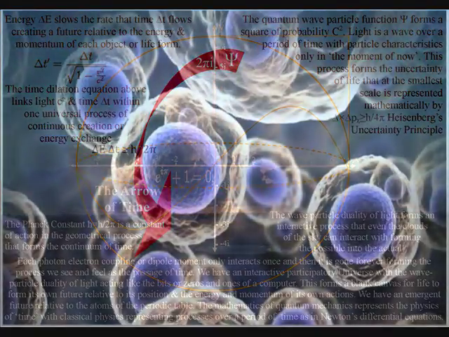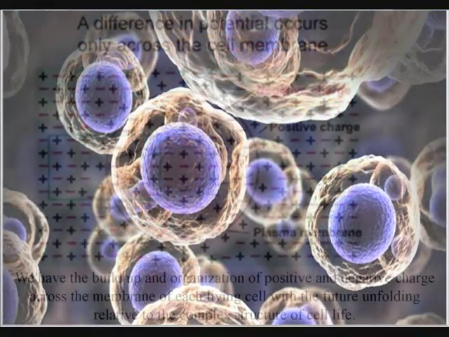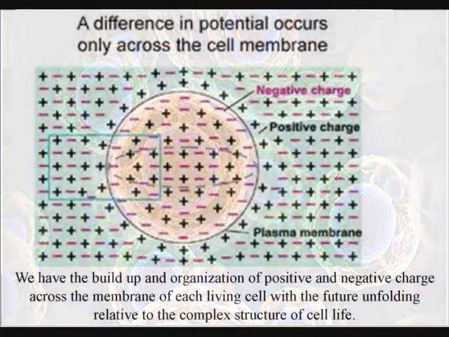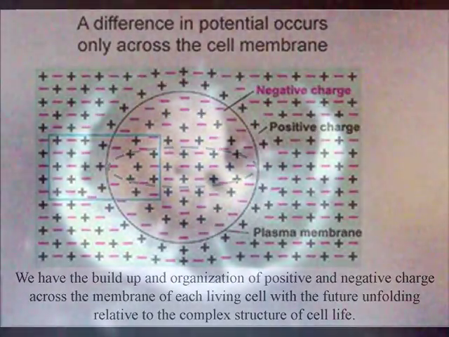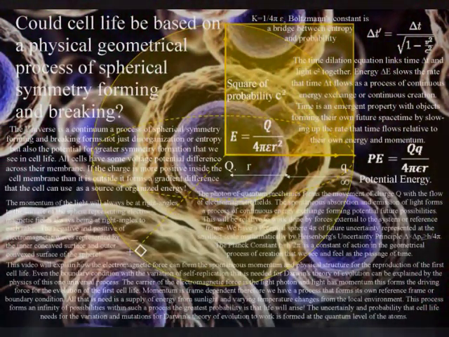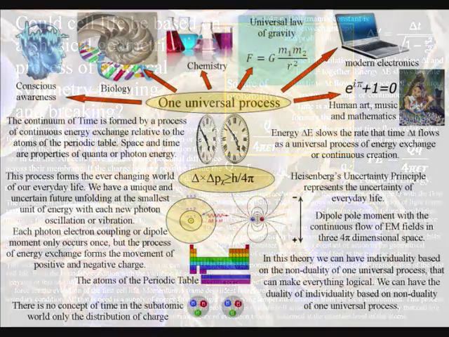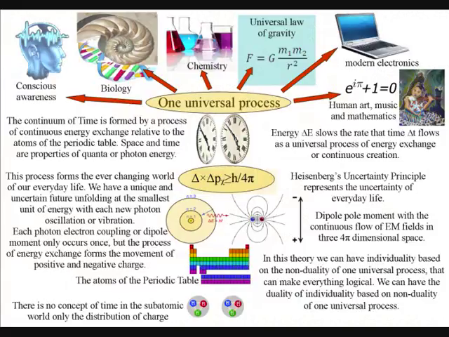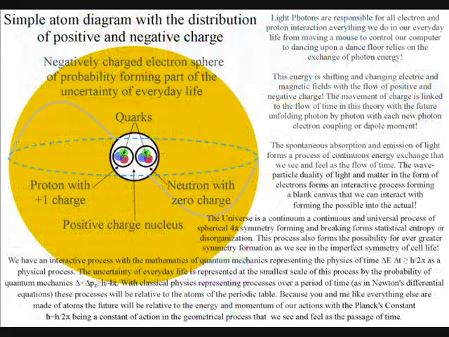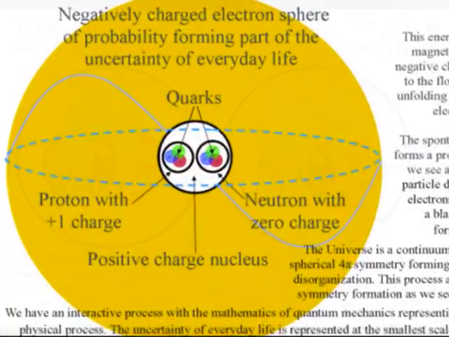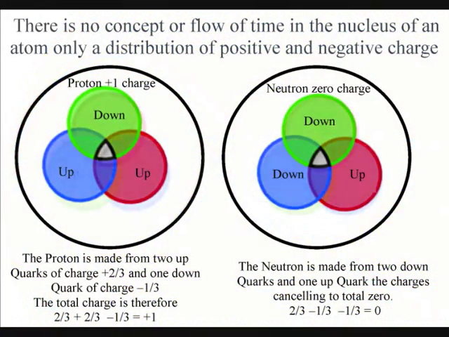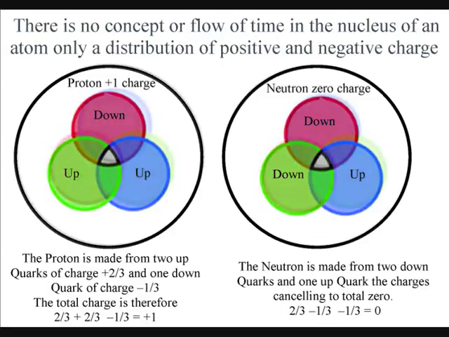This can be seen with the build-up and organization of positive and negative charge being relative to the membrane of each living cell. Also, if the process we see and feel as the passage or flow of time is formed by an interactive process relative to the electron probability cloud that surrounds the nucleus of an atom, it would be logical that there is no concept or flow of time in the subatomic world within the atoms that is governed by the strong nuclear force.